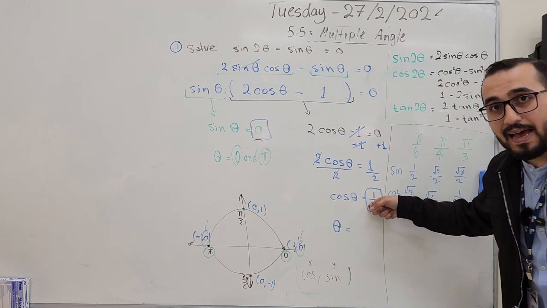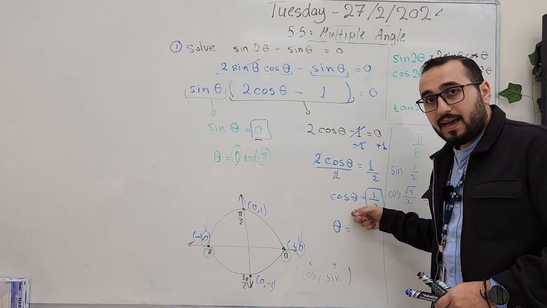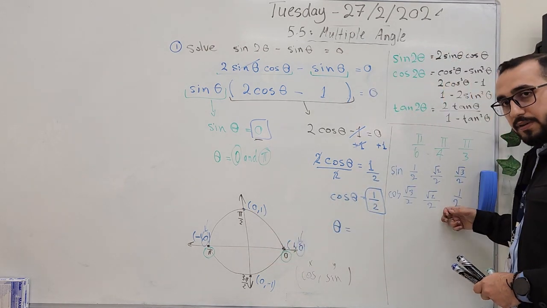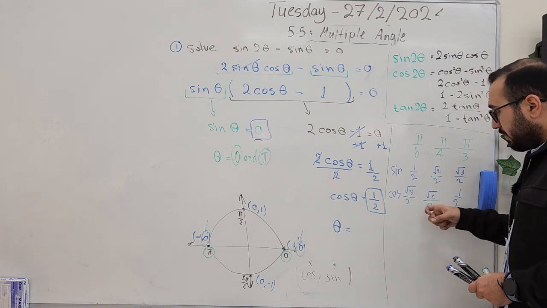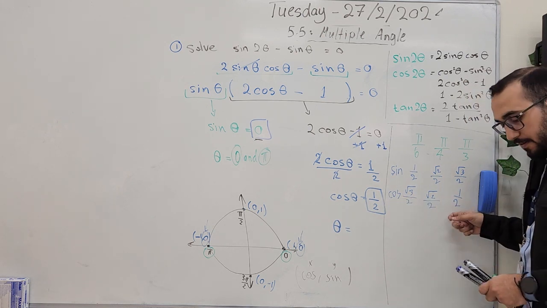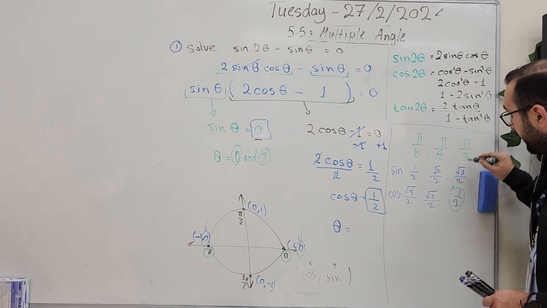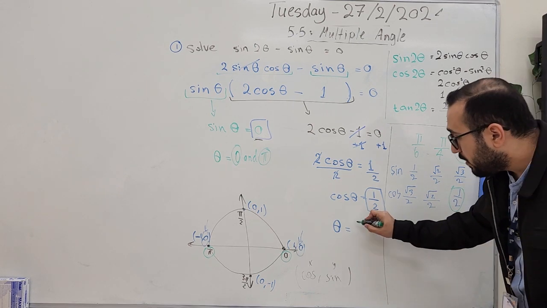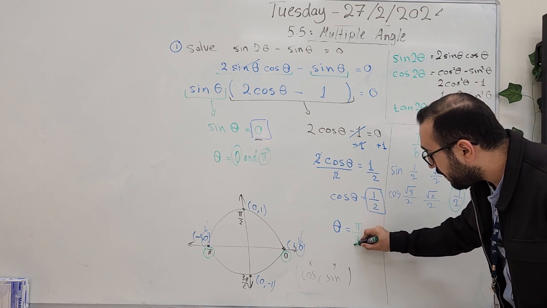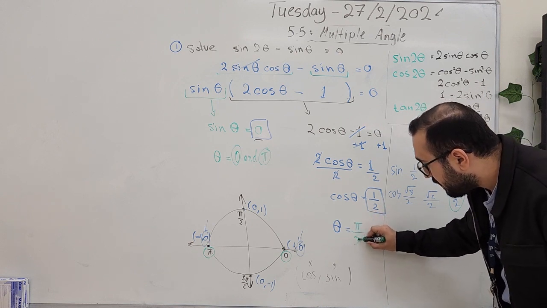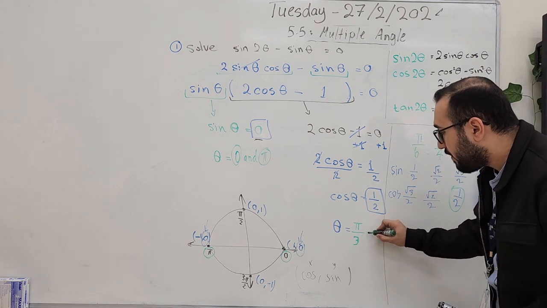Cosine is saying half. So where is cosine half? If you didn't memorize the circle, we can use this table. The table says cosine is equal to half at pi over 3. So you can say pi over 3. But I did not finish my answer yet, because pi over 3 is not the whole answer. How can I find the other one?